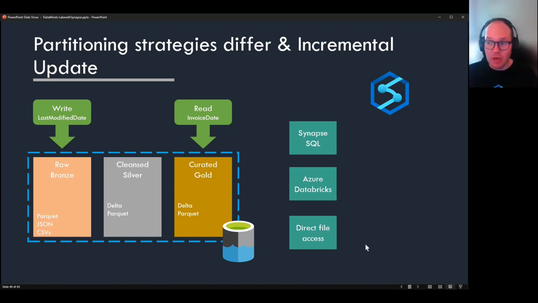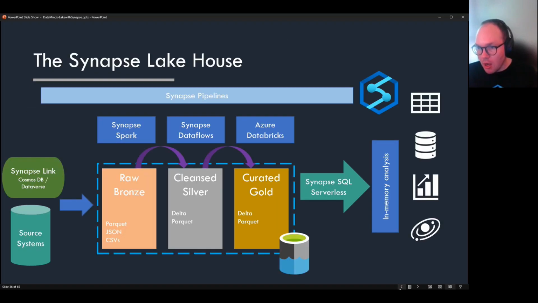You can't really do that from direct file access. It just becomes tricky to do, in my experience. So you then go from there. Synapse SQL, I think, is personally easier to work with for incremental refresh, but that's my own view.